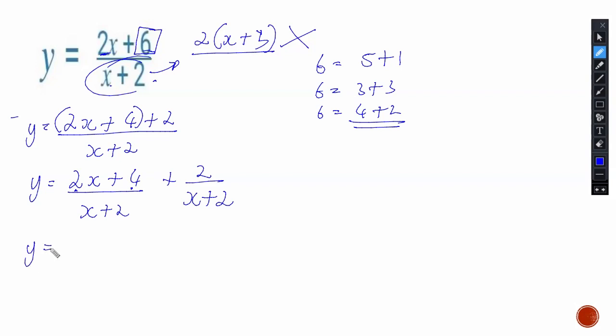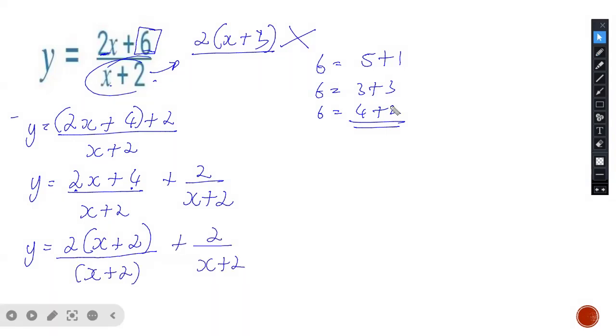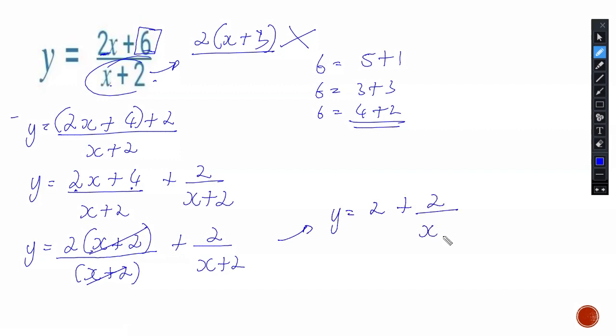But then when we factor out 2, look at the magic that we are going to have. When we factor out 2, now we are left with x. And then factoring out 2 from 4, we are left with 2. Now, what have we created here? We have created an expression that looks similar to what we have now, so that here we can cancel out, this canceling out with that. And then this will give us y is equals to 2 plus 2 over x plus 2.